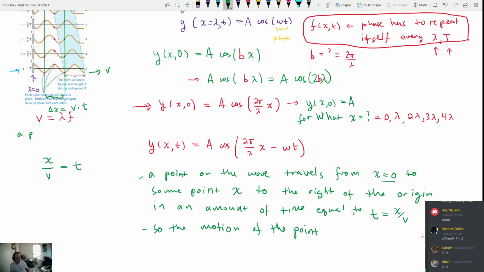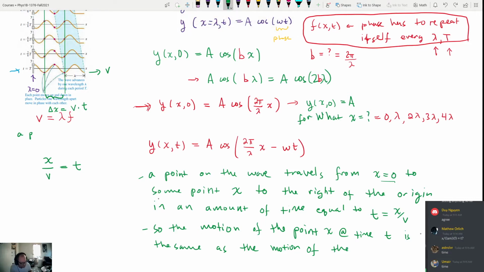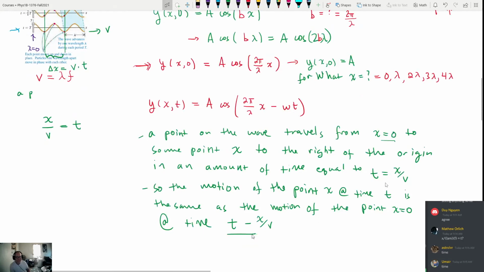So the motion of the point x at time t is the same as the motion of the point x equal to 0 at time t minus x over v. So this is the claim.